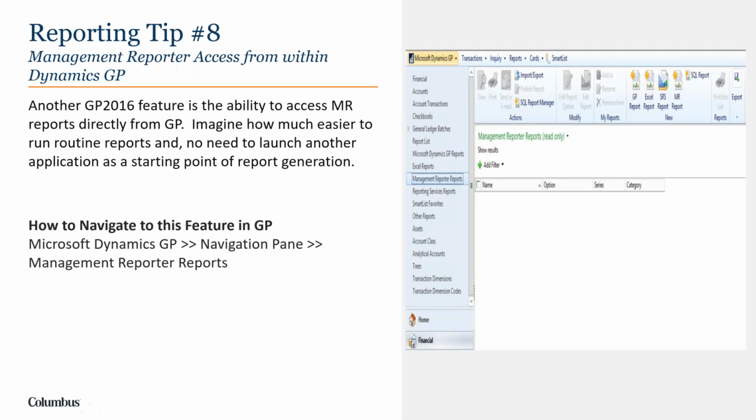Moving on to our reporting tip number 8. For folks that are on the line that are using Management Reporter, this is just a quick little trick. You can actually add, as of 2016, you can add your Management Reporter reports directly into GP. So, of course, as you can see on my slide deck, imagine just how much easier that's going to be, saving yourself some time, clicks, of course, and hunting and pecking to find the right reports. It's all going to be within the application for you.